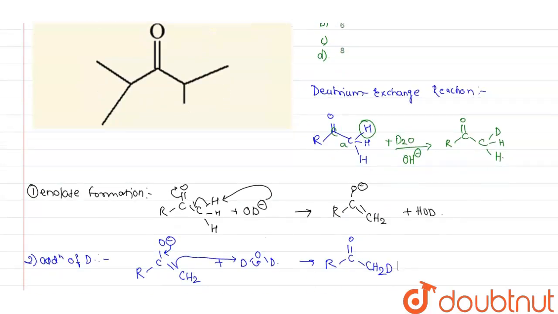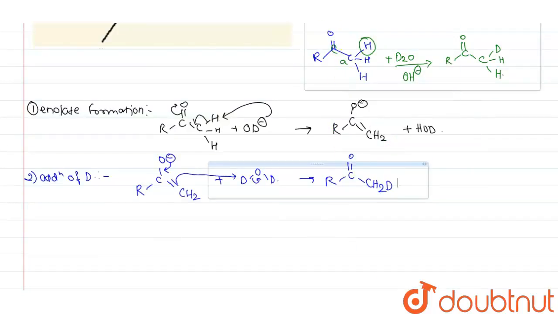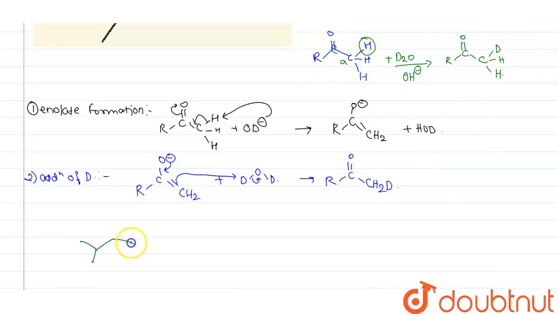So in our question, let us check how many protons will be removed here. So this is our question. Now as we can see, this carbonyl is present here. The carbon beside this carbonyl is the alpha carbon, so this is an alpha carbon and this is an alpha carbon. The hydrogens associated here are 1H and 2H. So these are alpha hydrogens and they will be replaced by D2O in NaOD.